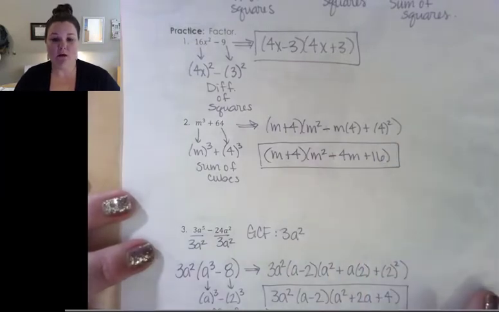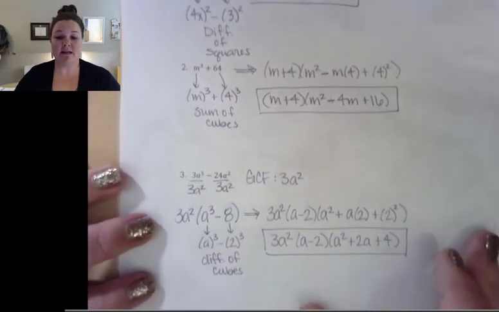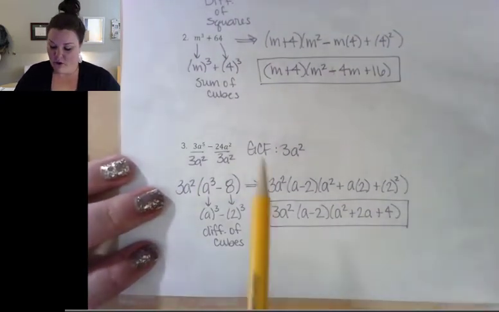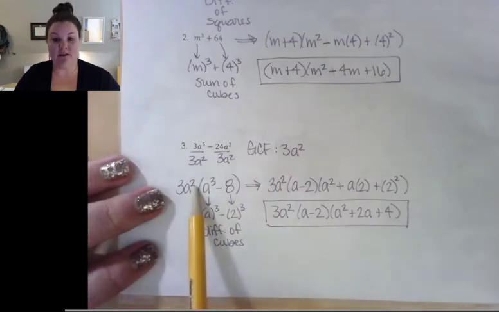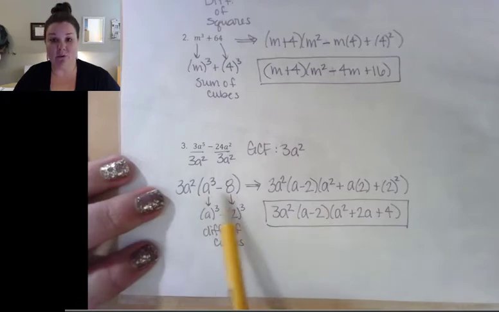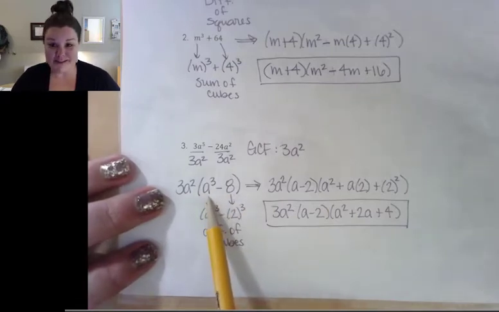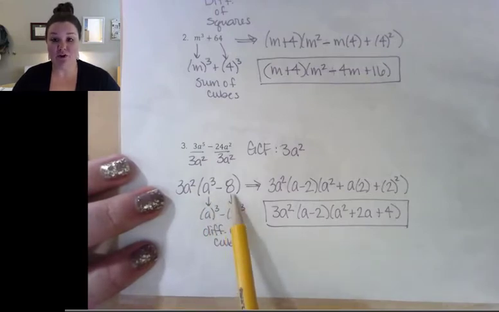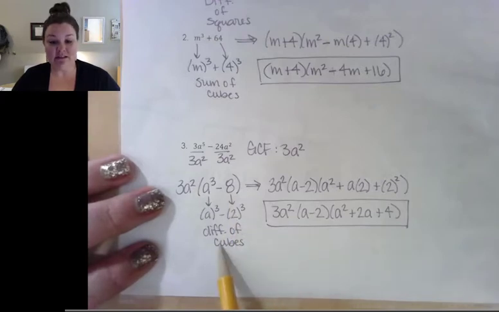All right, the third one was a little bit different because there was a greatest common factor, so hopefully you knew to take out your 3a squared. Once we take that out, our leftovers are perfect cubes. What I need to cube to get a cubed is a. What I need to cube to get 8 is 2. So this is a difference of cubes.